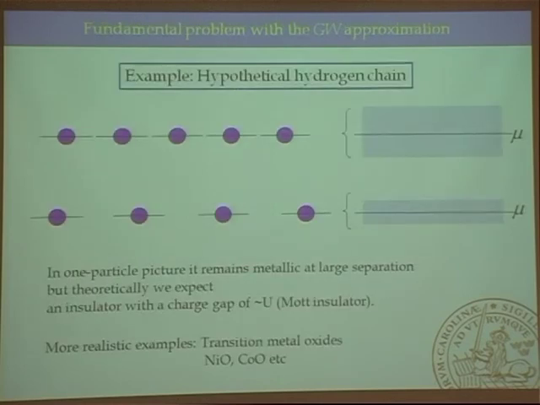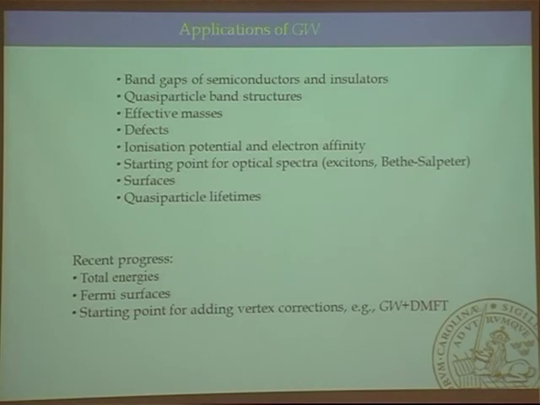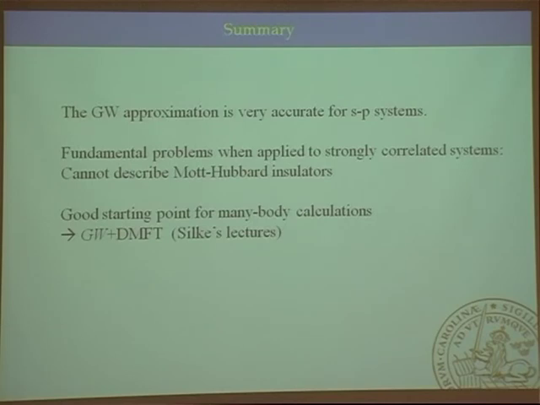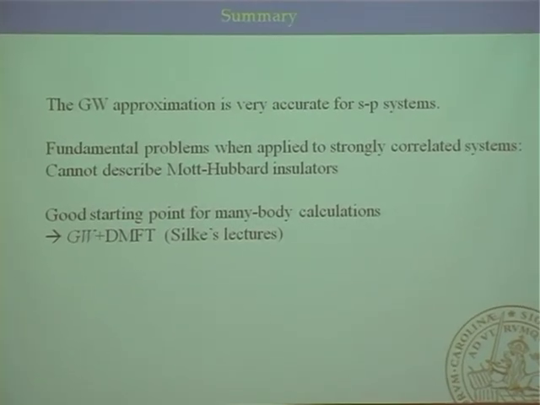So let me just conclude here. This is something that Silke, I think, will speak about. This gives a motivation to combine this GW with dynamical mean field theory. So to summarize, GW is accurate for sp systems, but has problems when you apply it to strongly correlated systems. But we hope that it provides a good starting point for many-body calculations. So let me stop here.